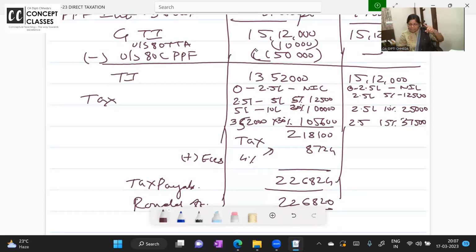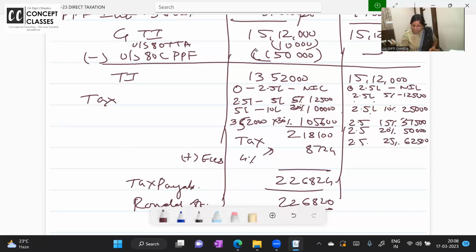0 to 2.5 lakh, then 2.5 to 5 lakh, then 5 lakh to 7.5 and 7.5 to 10 lakh. 10 lakh tak to aa gaye hum. Ab 10 lakh to 12.50 lakh. So on the next 2.5 lakh, it is 20%. And then on the next 2.5 lakh, it is 25%. So 250 into 20% is 50,000. 250 ka 25% is 62,500.